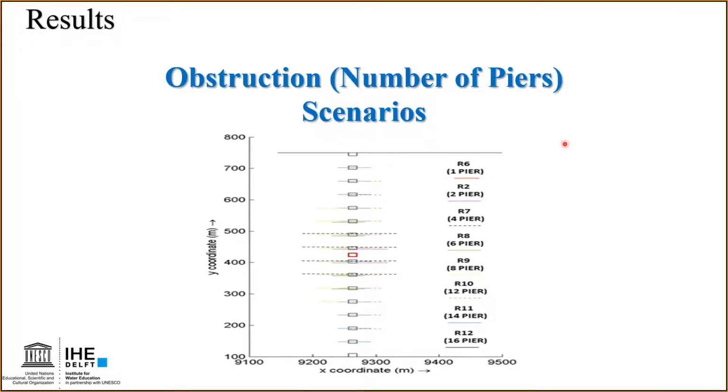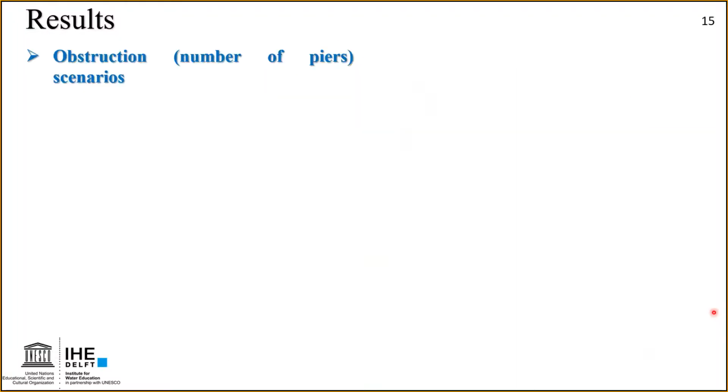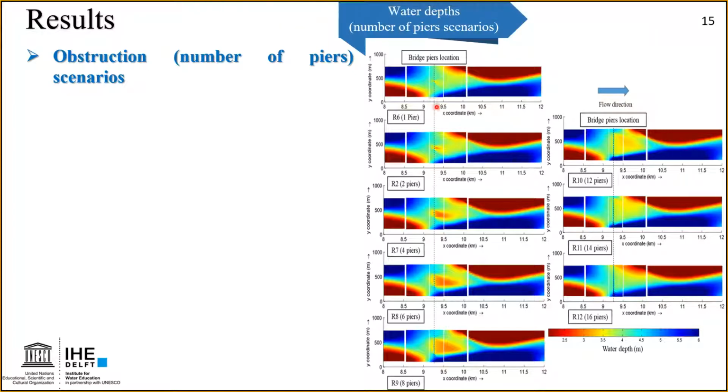Then next we come to the obstruction scenarios, the number of piers. We used, as we see here, from 1 to 16 bridge piers with different configurations, starting from the center line of the river. As we can see from here, increasing the number of bridge piers increases the amplitude and the area of the forced bar formed up to a point. Then after this point, increasing the number of bridge piers decreased the area and amplitude of the forced bar formed.